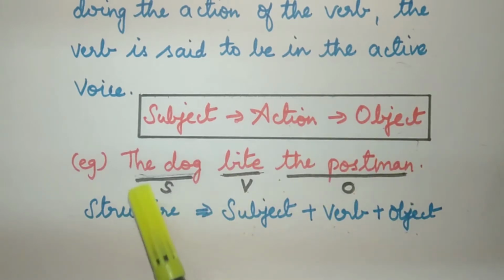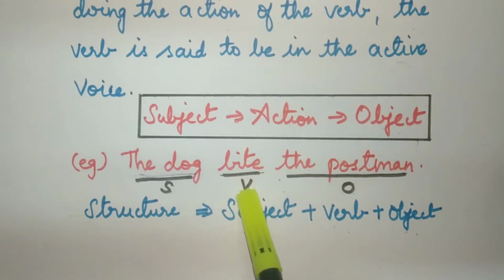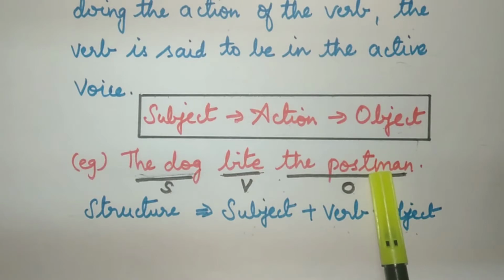See the example: the dog bites the postman. Dog is the subject, bites is the verb and the postman is the object. Verb is nothing but the action. All action words are verbs only. So the dog is performing the action, it is biting whom? The postman. This type of pattern we say as active voice. Usually the structure of the active voice will be subject, verb and object.